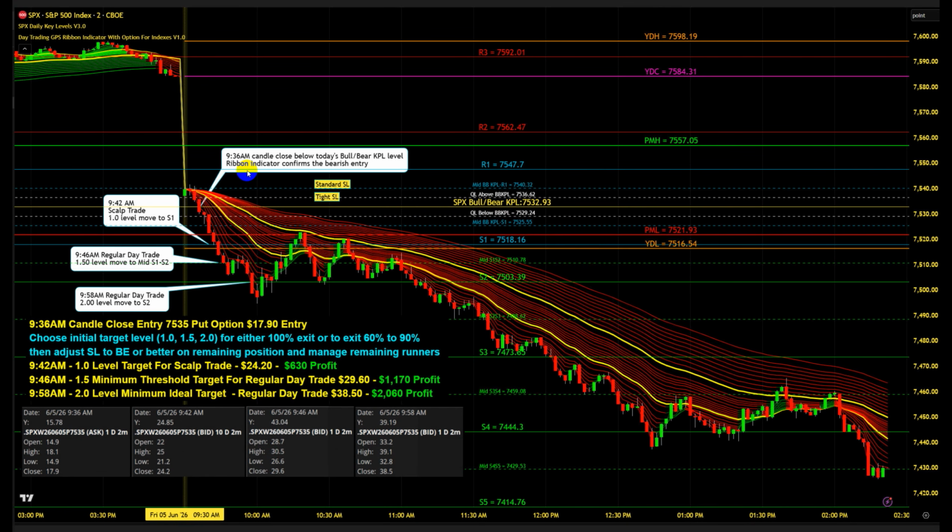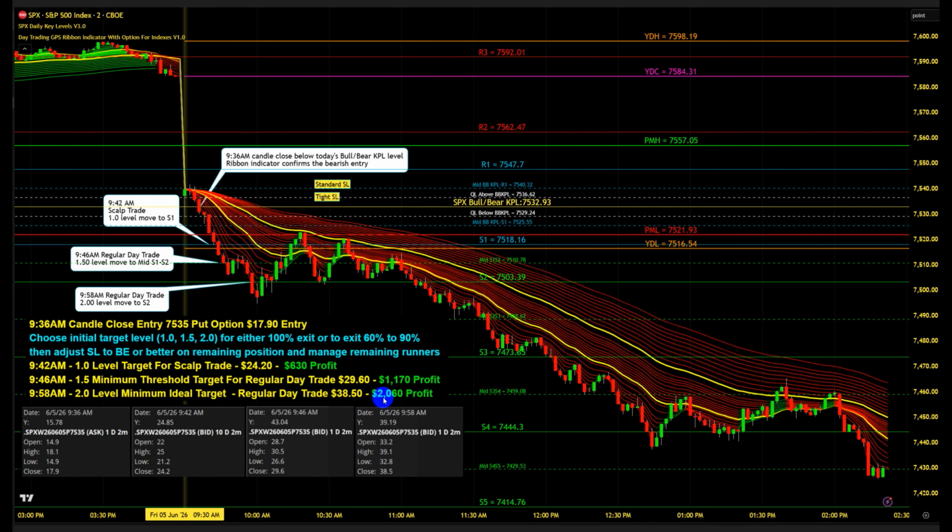Because the trade was triggered from the bull-bear key price level, the standard options selection process within the daily key levels framework called for using the option strike closest to that level, which was the 7535 put option. The ask price at the close of the 9:36 a.m. candle was $17.90. By 9:58 a.m., that same option was worth $38.50. That's a gain of $2,060 per option contract in just 22 minutes. So how did we know where to enter, where to place the stop loss, and where to take profits?